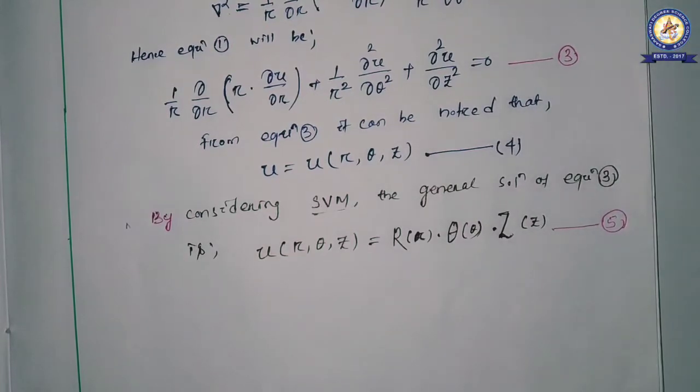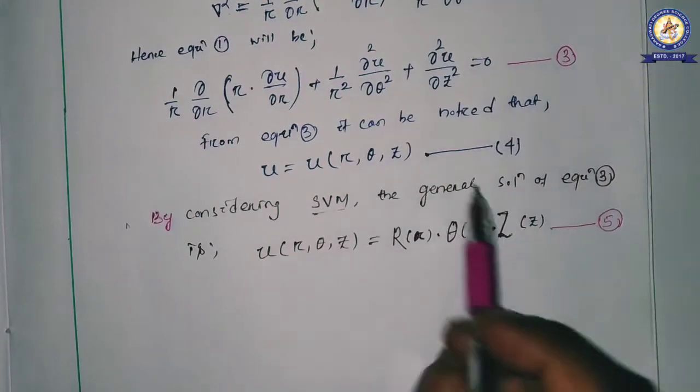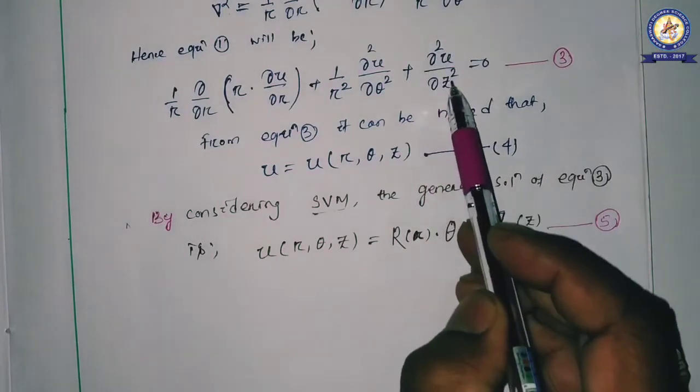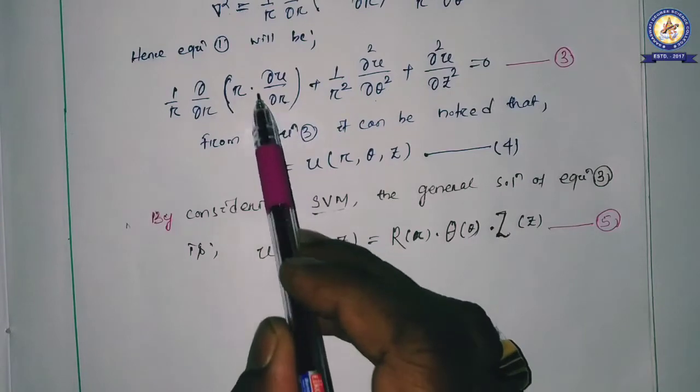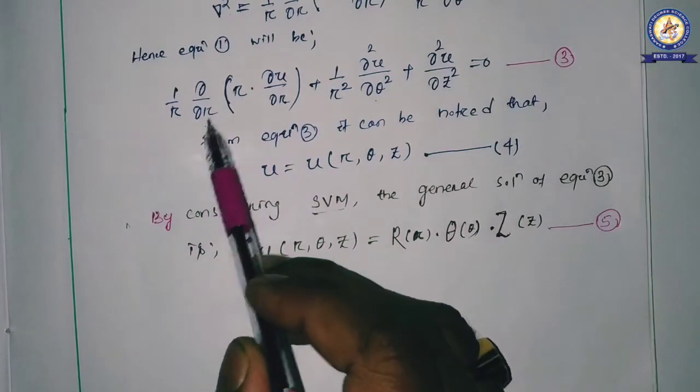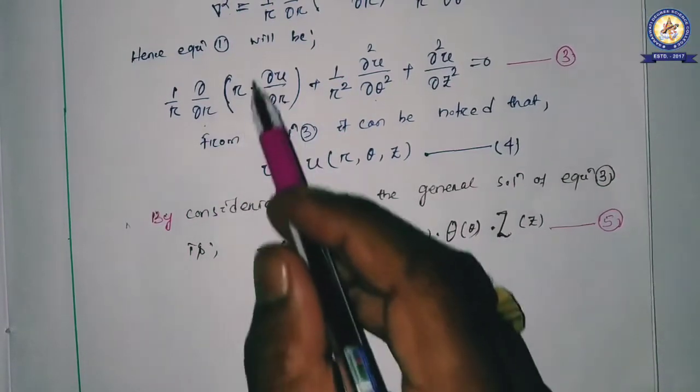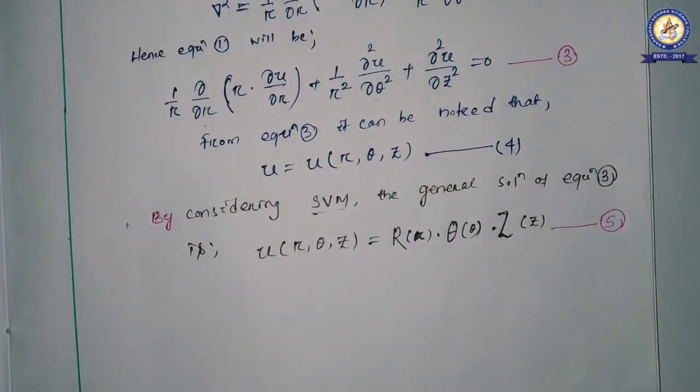Now using equation number 5, we have to find out del square u by del z square, del square u by del theta square, and del by del r of r into del u by del r, and we have to substitute in our equation number 3.